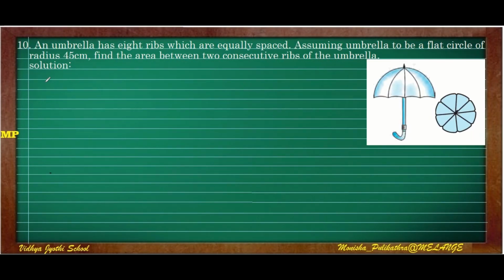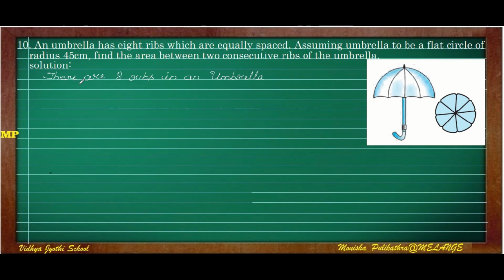Moving on to the 10th question of this session. An umbrella has 8 ribs which are equally spaced. So there are 8 ribs. Ribs is nothing but the line which you can see inside an umbrella where an iron lining will be given. That is called a rib. So according to the question, there are 8 ribs in an umbrella, which are equally spaced. Assuming the umbrella to be a flat circle of radius 45 centimeter, we have to assume it as a flat circle. So here the radius is 45 centimeter. Find the area between the consecutive ribs.